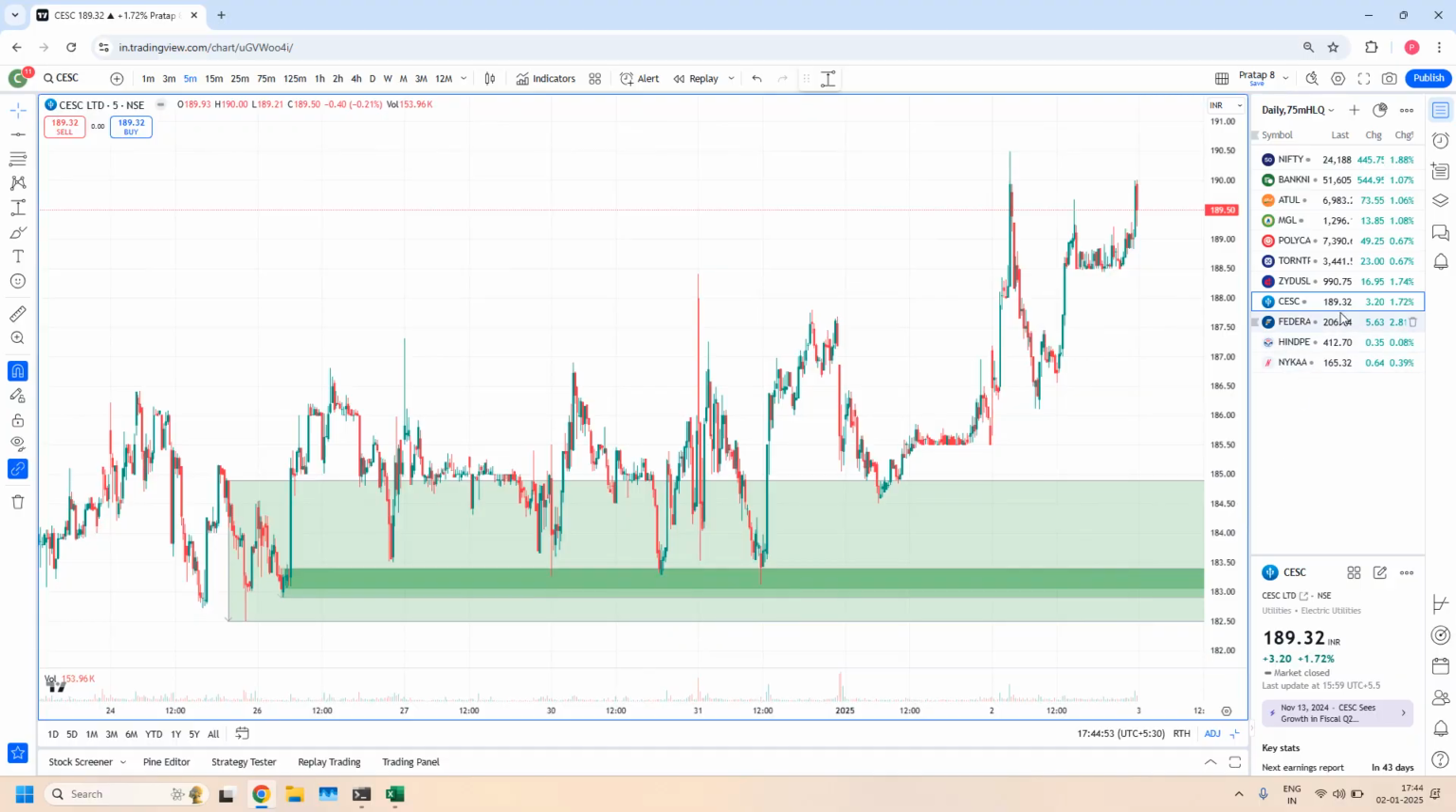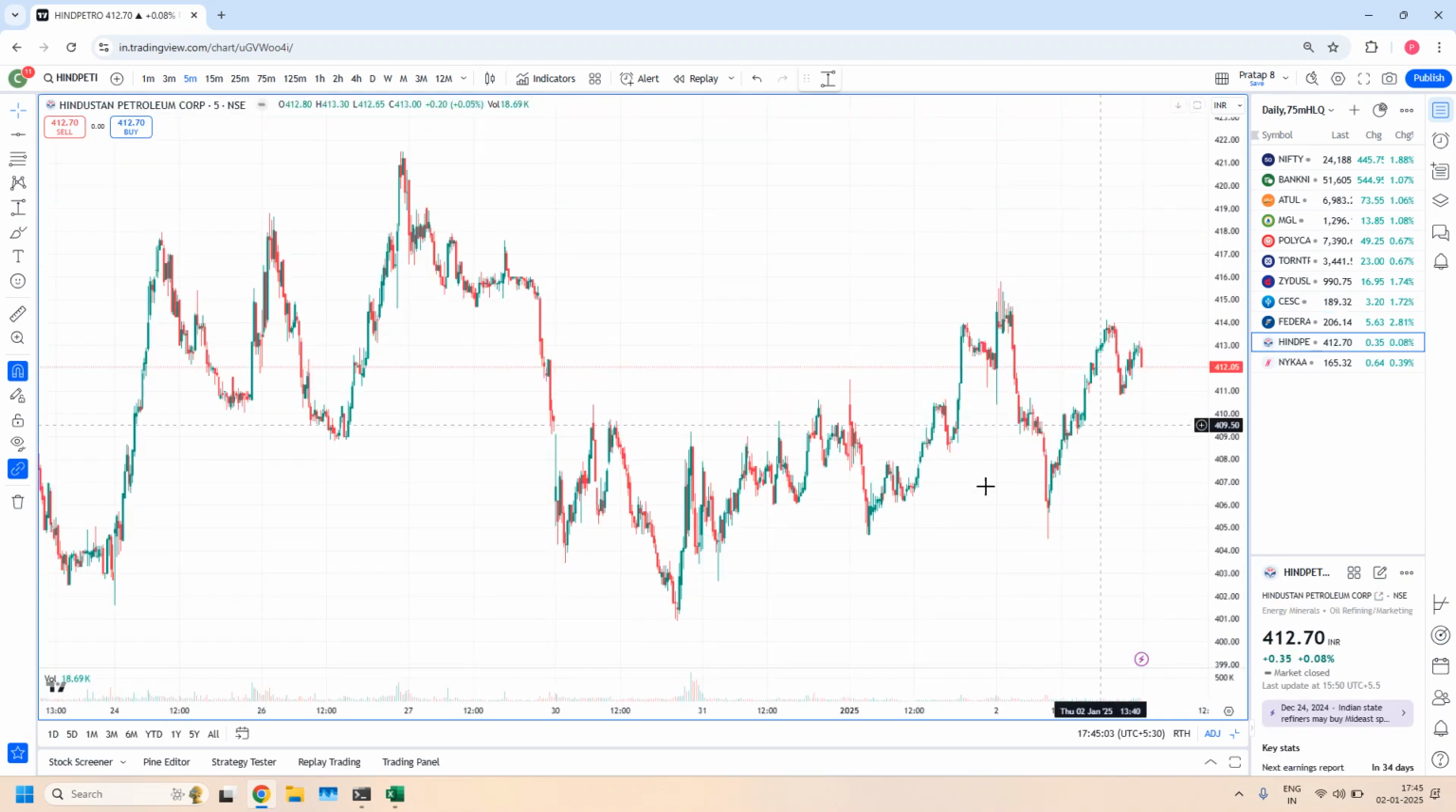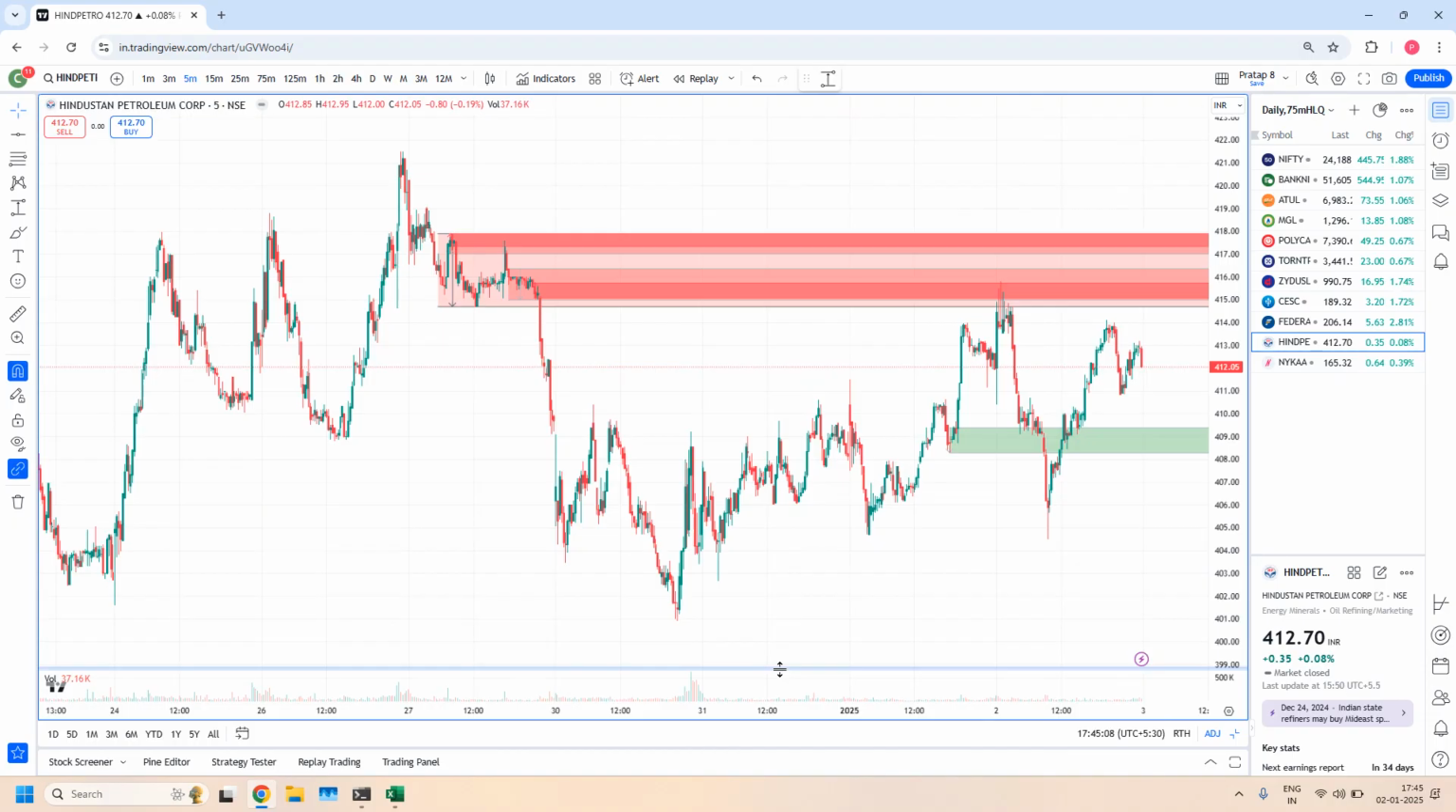Okay. Next one is the Federal Bank. Federal Bank we discussed. This is violated. Hindustan we discussed. Nykaa we discussed. This is the first one we discussed. So these are the high liquidity zones we identified.